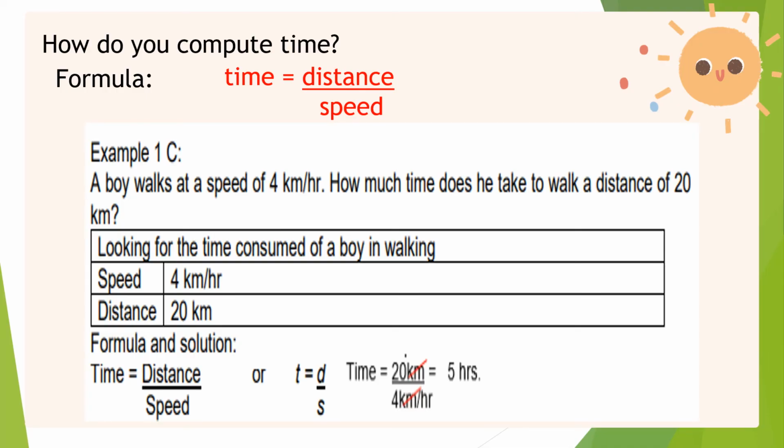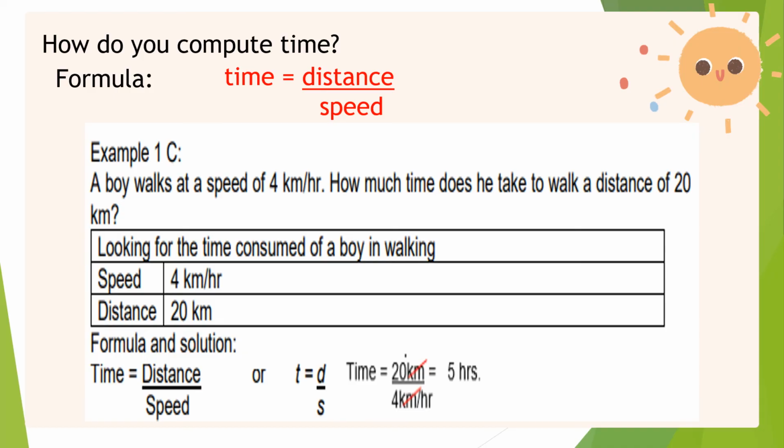Let me explain to you how to compute time using the formula time equals distance divided by speed. Example, a boy walks at a speed of 4 kilometers per hour. So what is asked is how much time will he take to walk a distance of 20 kilometers. To solve this, let us follow these steps. First, identify the given values. Speed is 4 kilometers per hour.